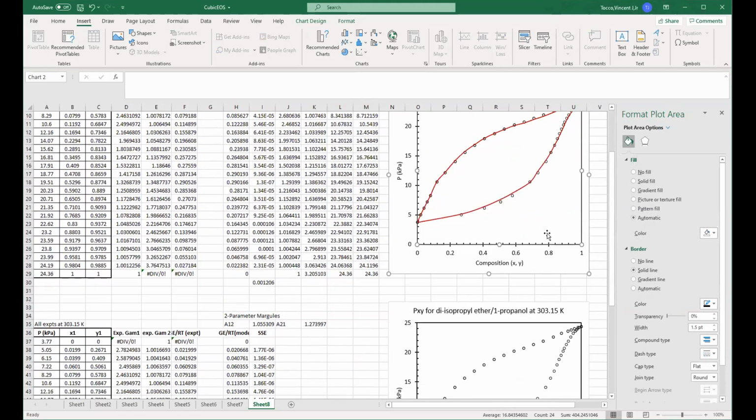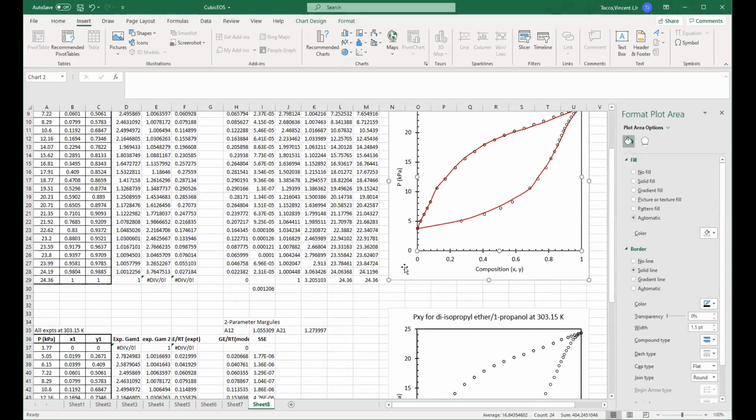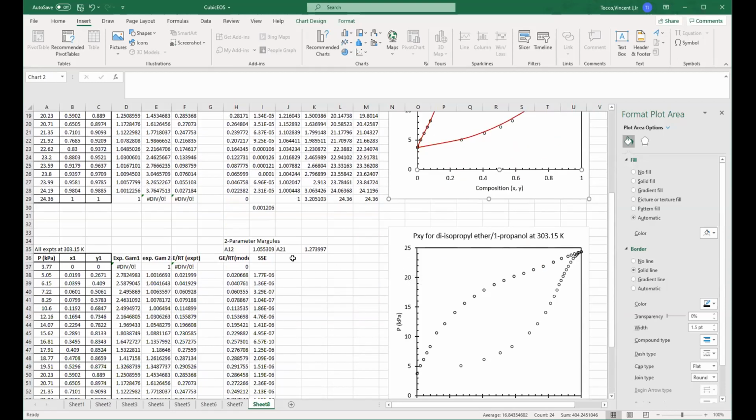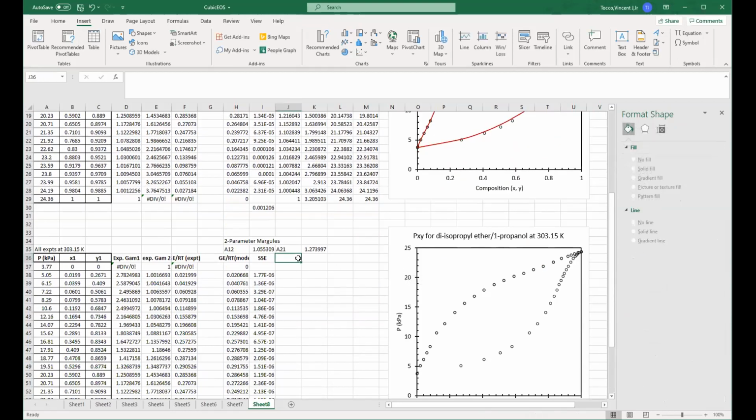All right, I think this video is getting a little bit long, so I'm going to, well, no, I'm going to keep showing you this. If you know all this, try and predict where I'm going to go next. So gamma 1 experimental and gamma 2 experimental.